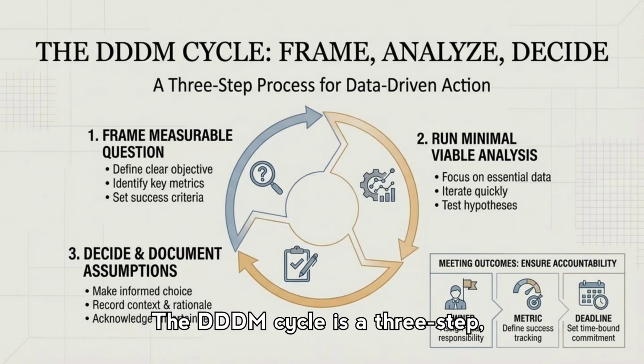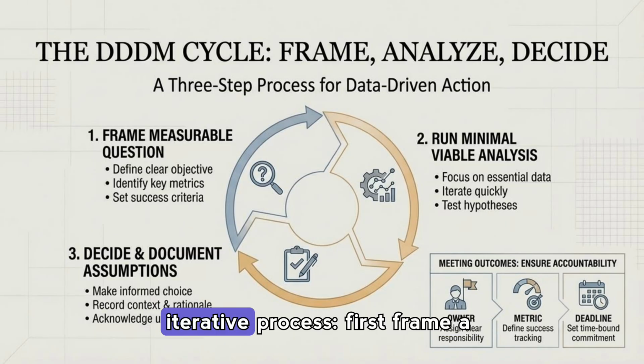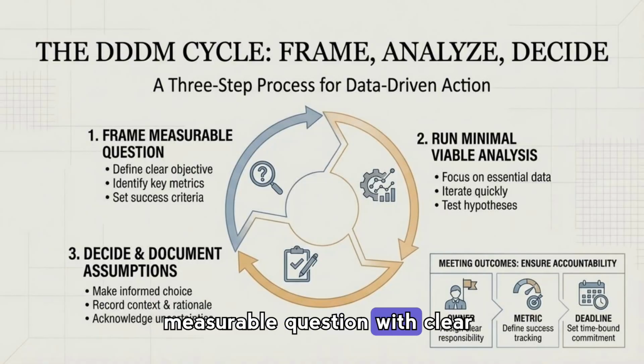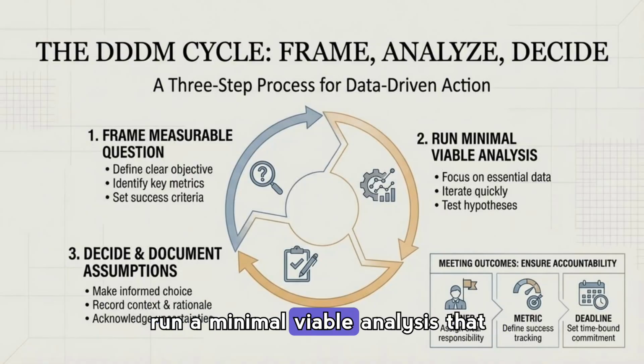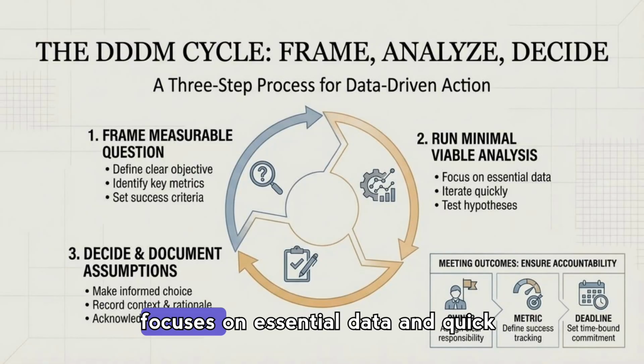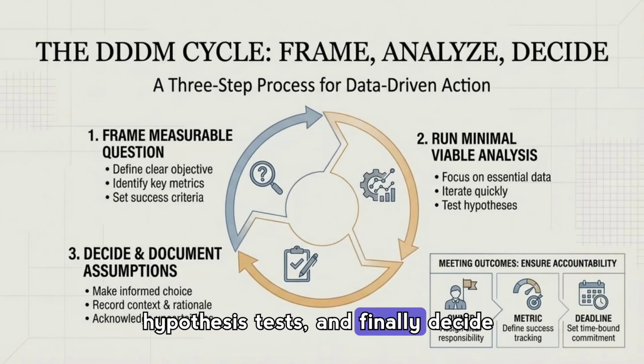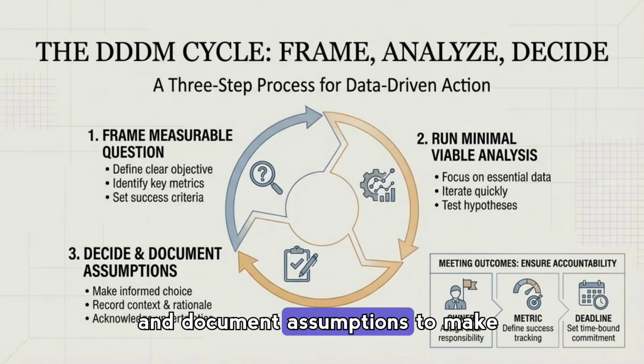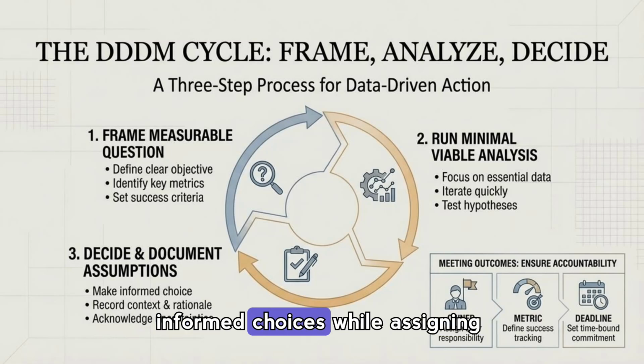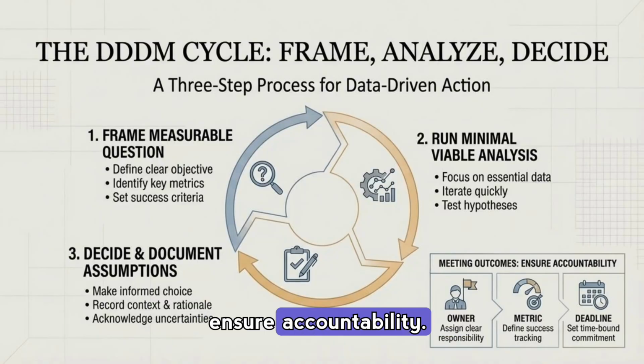The DDDM cycle is a three-step iterative process. First, frame a measurable question with clear objectives and success criteria. Then run a minimal viable analysis that focuses on essential data and quick hypothesis tests. And finally, decide and document assumptions to make informed choices while assigning owners, metrics, and deadlines to ensure accountability.